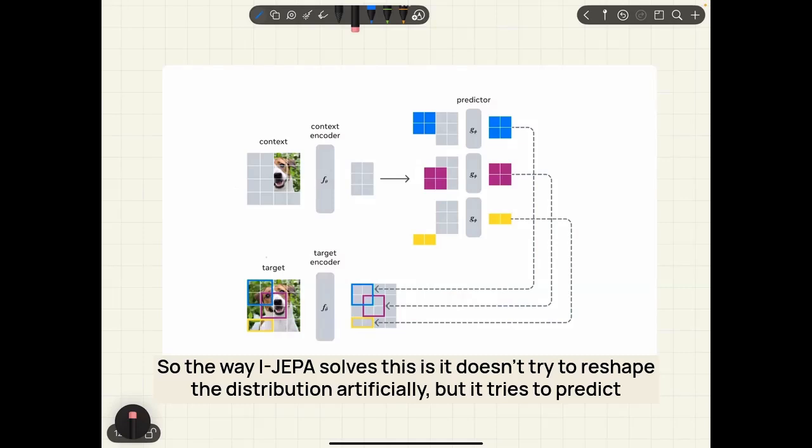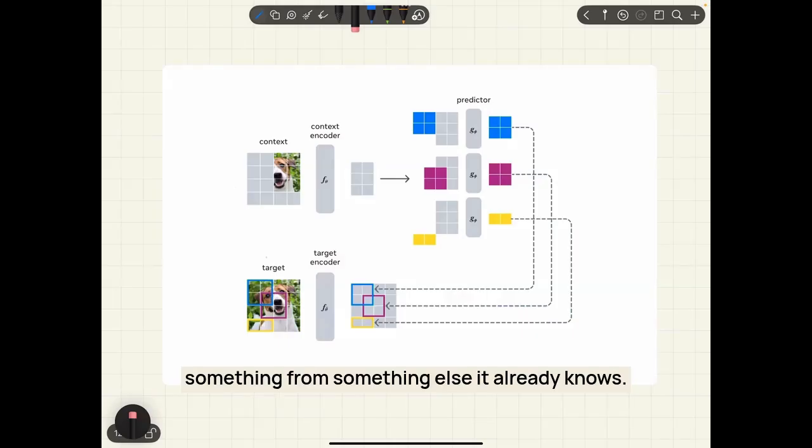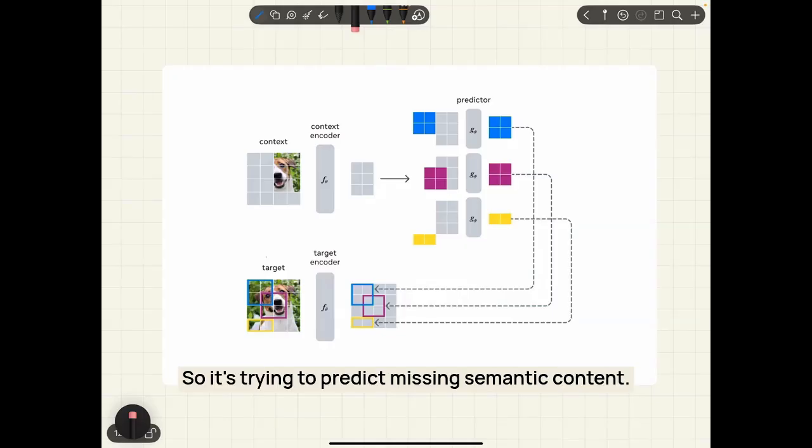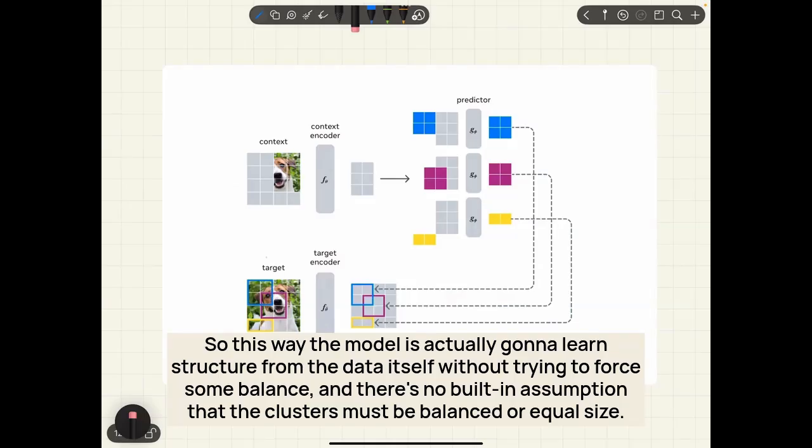The way I-JEPA solves this is that it doesn't try to reshape the distribution artificially, but it tries to predict something from something else it already knows. The objective is purely predictive. You're trying to mask a part of the embedding, and you're asking, based on the rest of the embeddings that it can see, to fill in the gaps. So it's trying to predict missing semantic content. This way, the model is going to learn structure from the data itself without trying to force some balance, and there's no built-in assumption that the clusters must be balanced and of equal size.